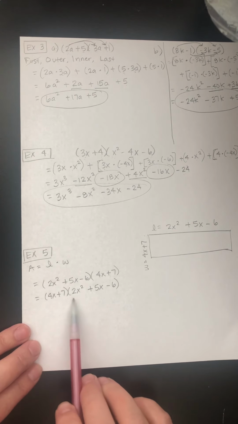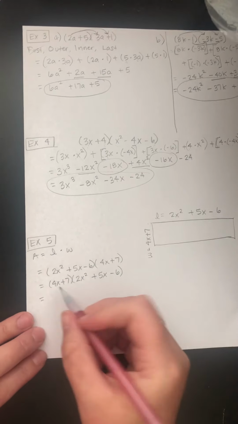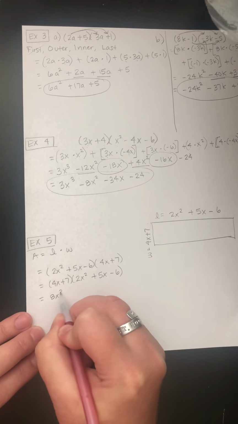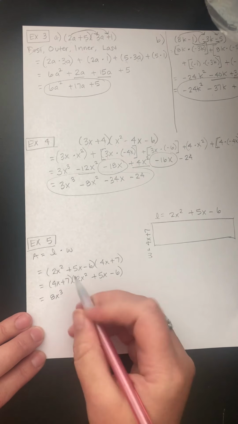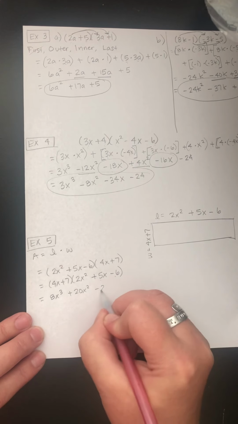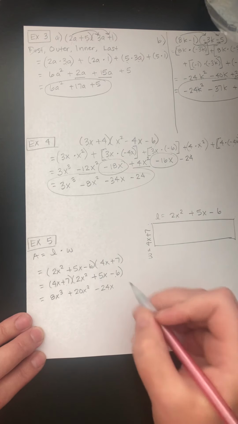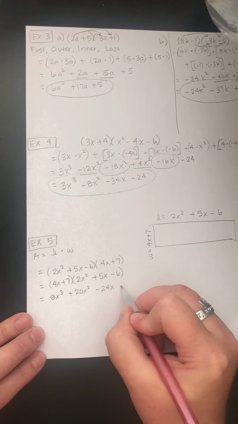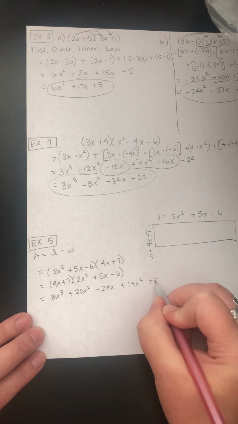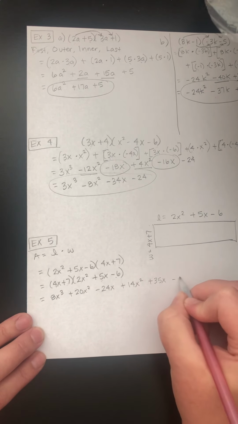We're going to take our first term, multiply it by every term here. Our second term, multiply it by every one here. I'm not going to write it all out. I'm just going to do it in my head. 4x times 2x squared is 8x cubed. 4x times 5x, 20x squared. 4x times negative 6, negative 24x. Okay, now we're going to do our second term, multiply it by every term here. 7 times 2x squared, 14x squared. 7 times 5x, 35x. 7 times negative 6 is negative 42.